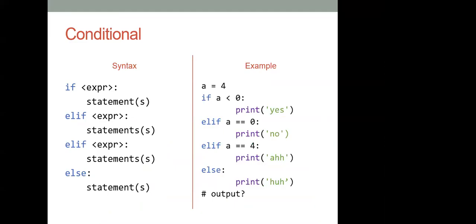For example, I can put even more than one elif. For example, this one, if a is equal to 4, so I first check the first elif. If a is less than 0, I print yes. Is it true? No, right? How about the next one? I ask if a equals 0. Is it true? Still no. And then the third one is a equals 4. Is it true? Now, yes. So the final output for this code is, okay. The last one is like a wildcard else when everything fails.